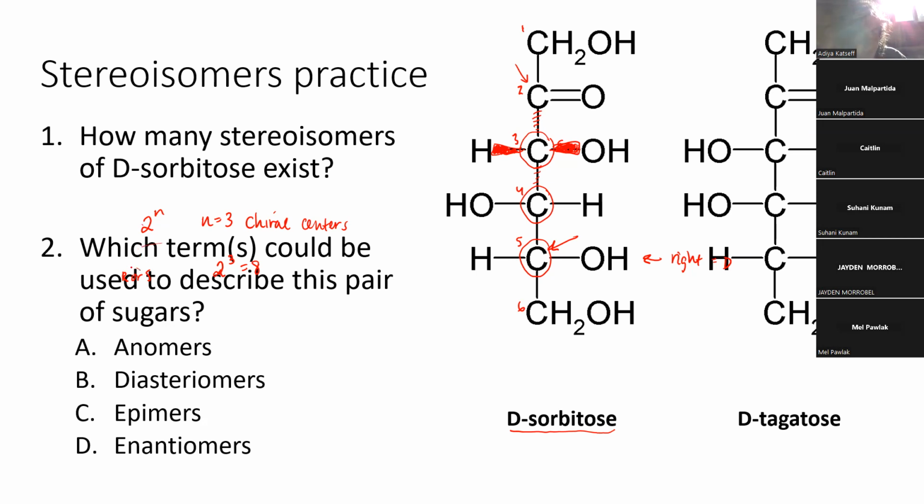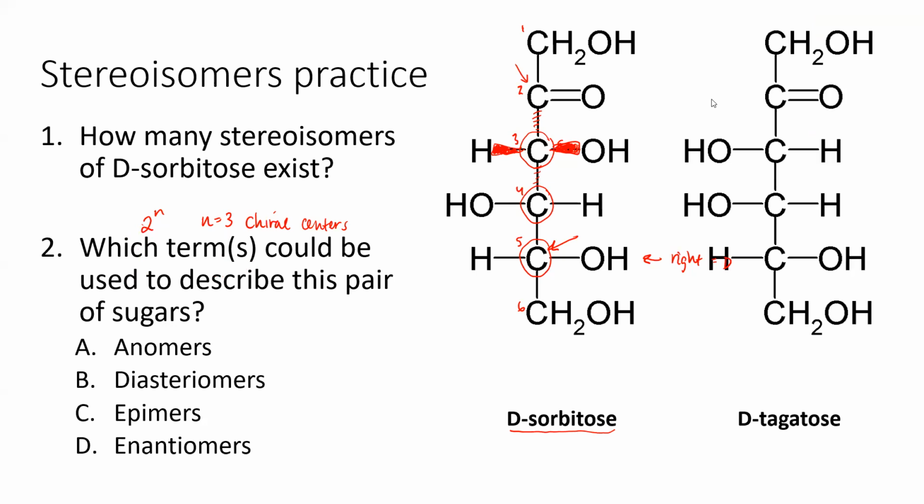So let me erase some of this so we can see our next question, which is which terms can be used to describe the pair of sugars that we see here? So now we have our original sugar, D-sorbitose. We have a new sugar, D-tagatose. Okay, so now we have two sugars. Take a couple minutes, compare these two sugars to each other, and decide what terms can be used to describe this pair of sugars.